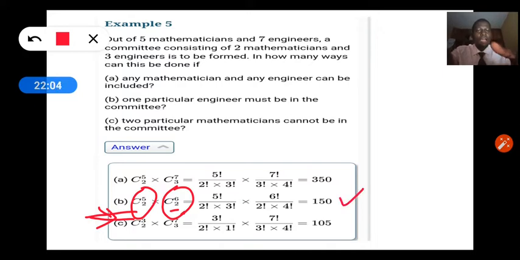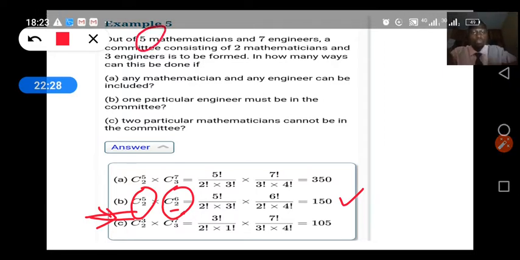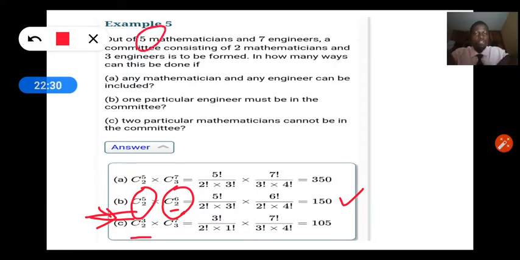Then my final part of the question, 2 particular mathematicians must not be in the committee. If 2 particular mathematicians must not be in the committee, that will affect the total. We still want to select 2 mathematicians, but since 2 particular ones must not be there, we remove 2 from this 5. So it will reduce to 3. That's why we have 3 combination 2 now.